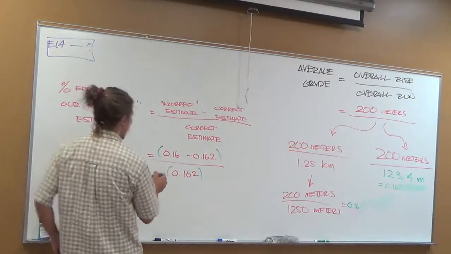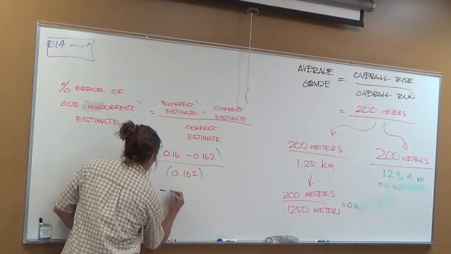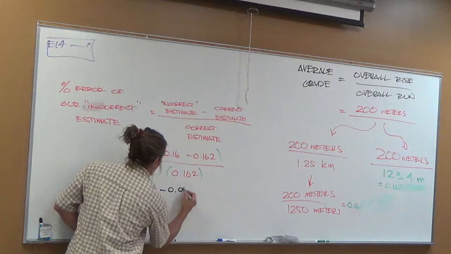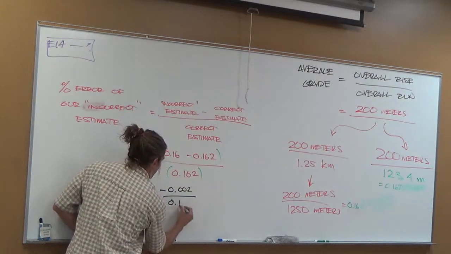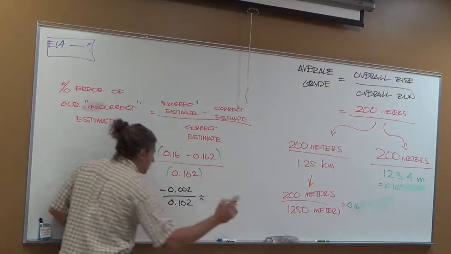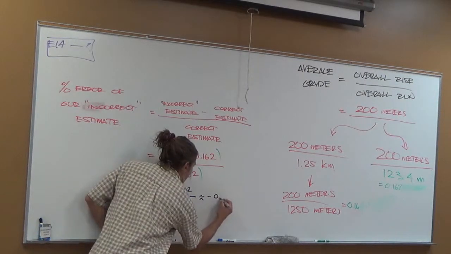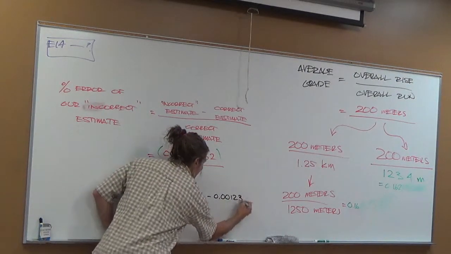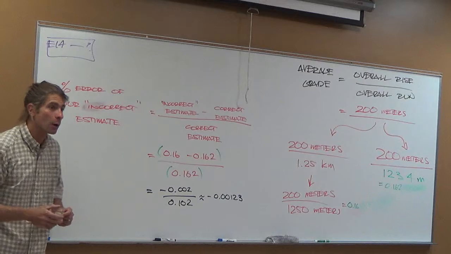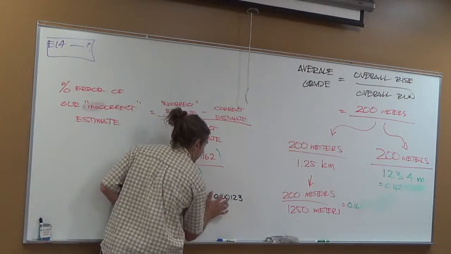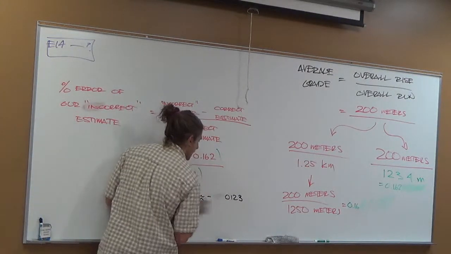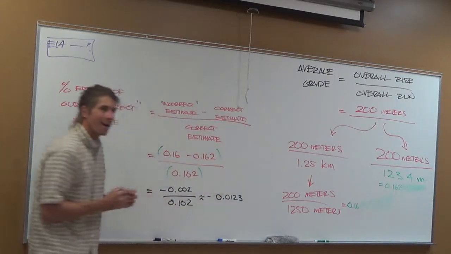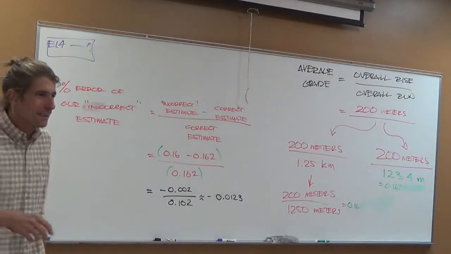We now have, what is it, negative 0.002 over 0.162, which ends up being, go ahead, 0.0123. No, there's one less zero. Yeah, one less zero, which is important. We are 10 times more in error that way. There we go. 1, 2, 3, I like that too.